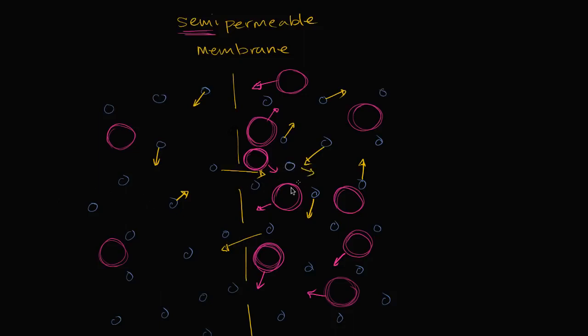Going in this direction right over there. And so an argument can be made that these water molecules, some of them will still make it from right to left, but you have a lower probability of going from right to left as you have of going from left to right. And so because of this, you would have a net inflow of water from this area where you have a low solute concentration.